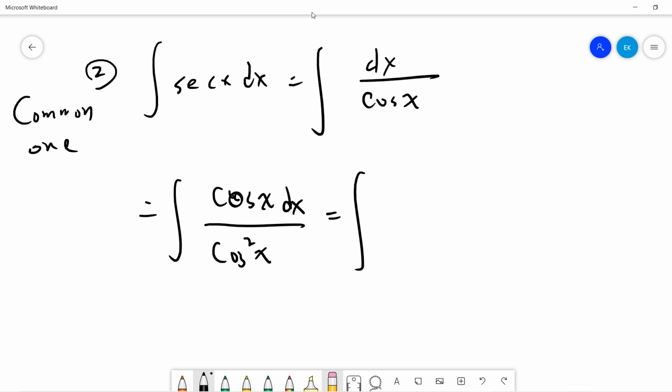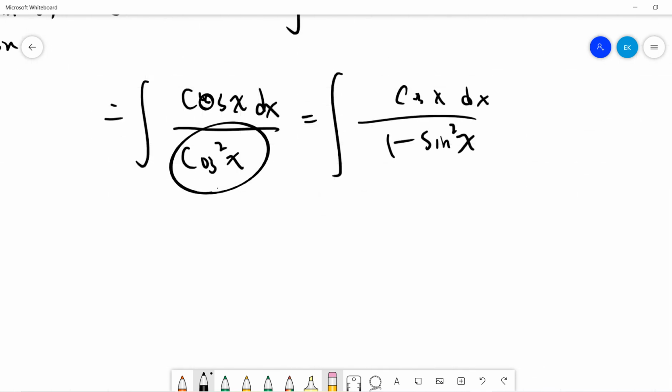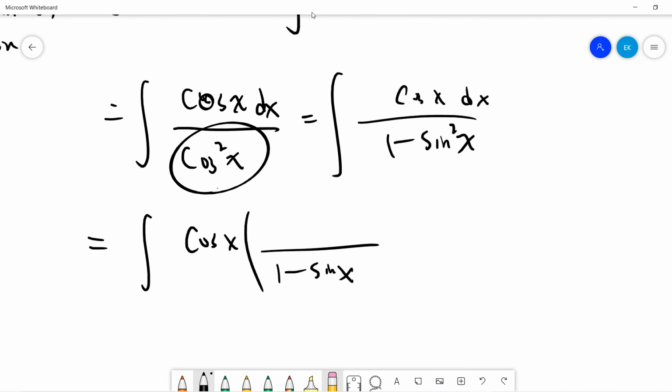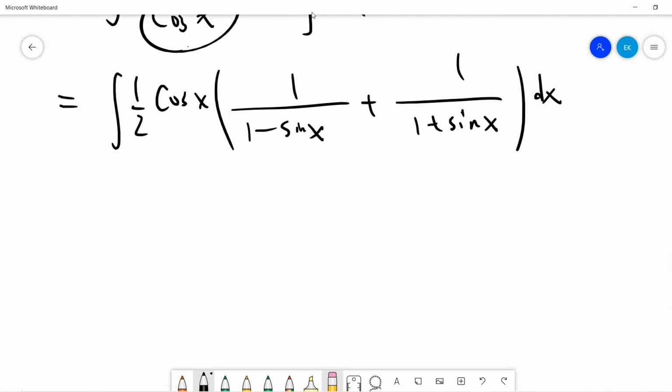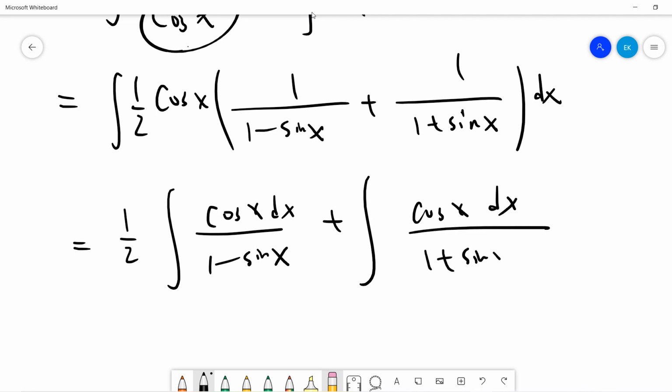And then you turn cosine squared into 1 minus sine squared x, so you have cosine x dx over 1 minus sine squared x. Then you know that this can be written as 1 minus sine x times 1 plus sine x. This product will give you another 2, so you need to divide by 2. From here you will get a half of cosine x dx over 1 minus sine x plus a half of cosine x dx over 1 plus sine x. Then everything will be easy, right?